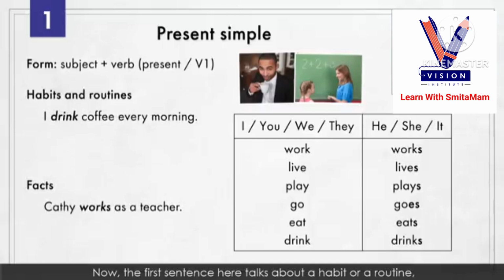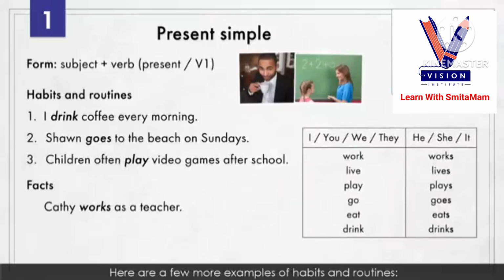Now the first sentence here talks about a habit or a routine, something that I do regularly. The second sentence is a fact. Kathy works as a teacher is a fact about her life. These are the two main uses of the present simple tense. Here are a few more examples of habits and routines. Sean goes to the beach on Sundays. Children often play video games after school.